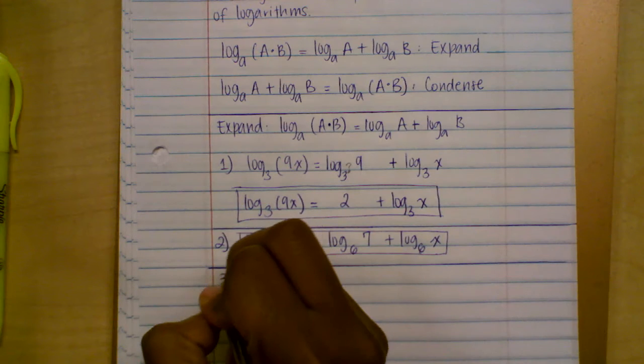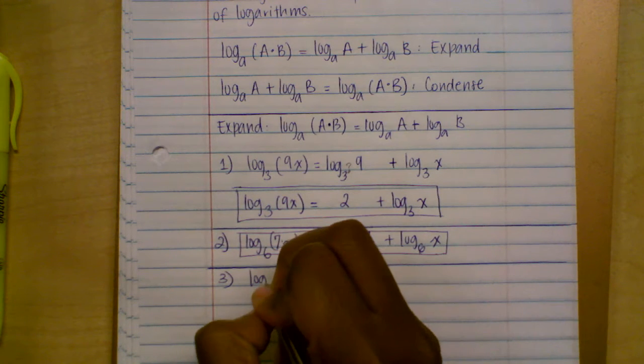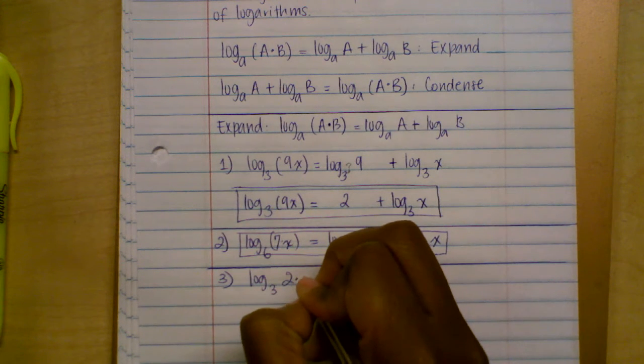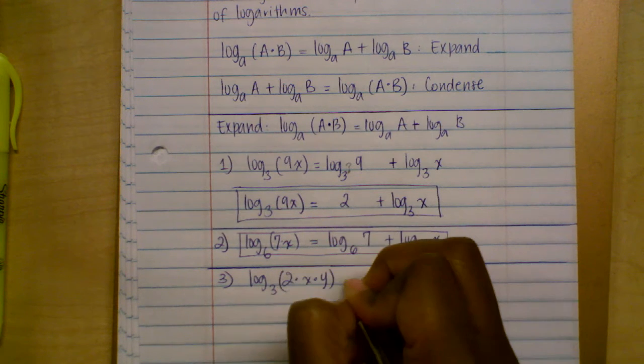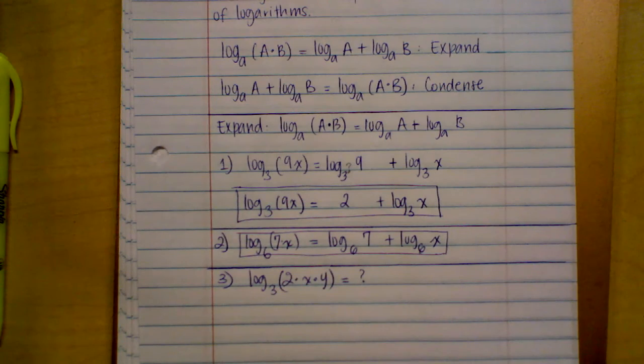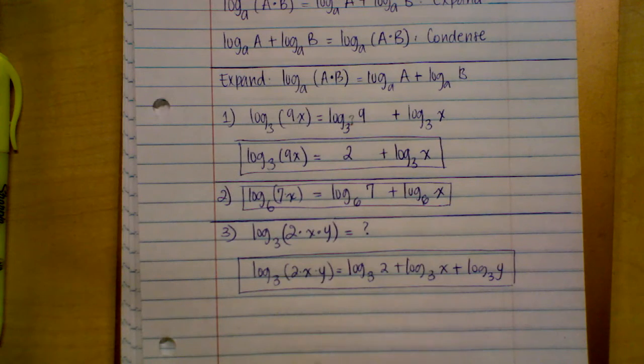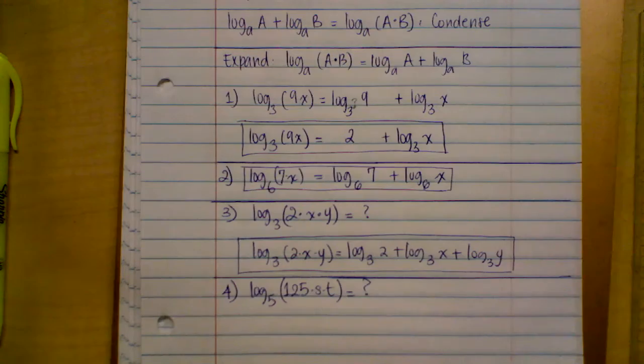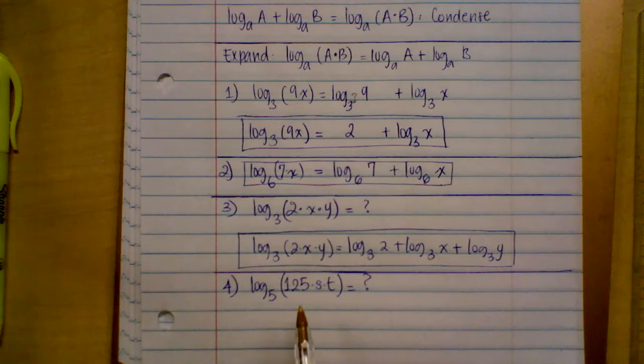So number 3, you're given the log base 3 of 2 times x times y. How would you expand this single log? Please pause the video and do that. And here's the answer. Let me give you another one, the final one, before we go to the condensed form. One more. Please pause the video and expand this log.